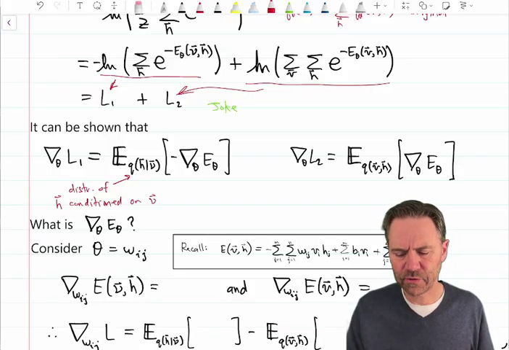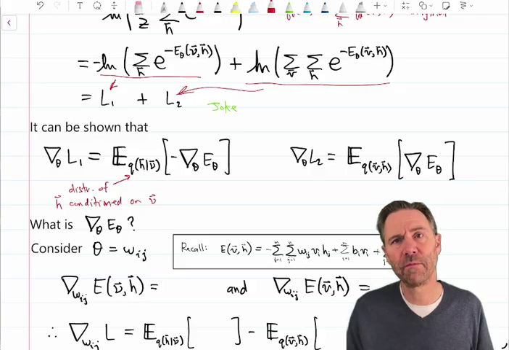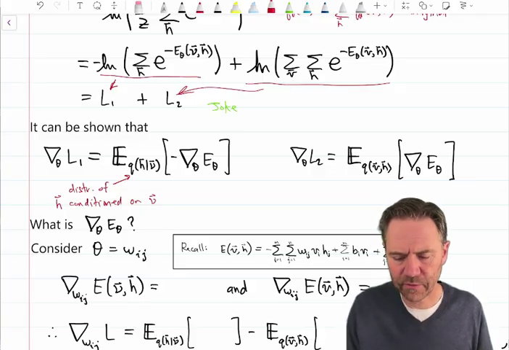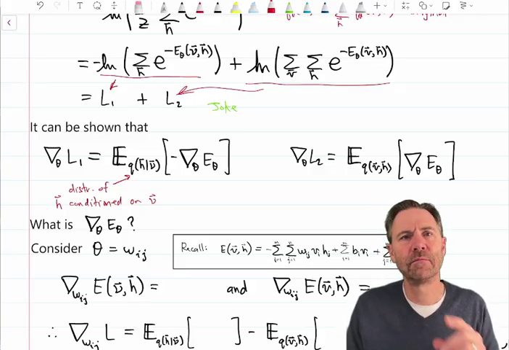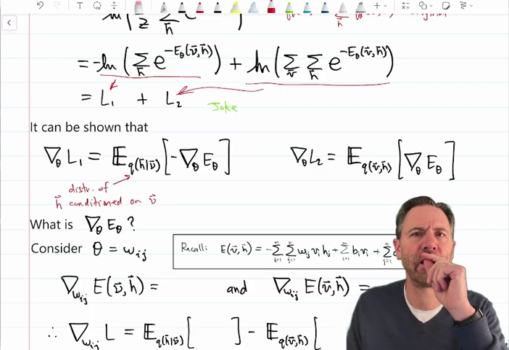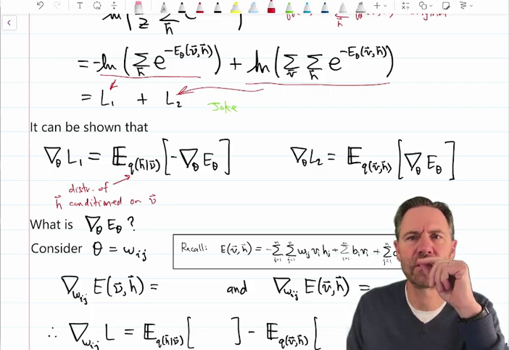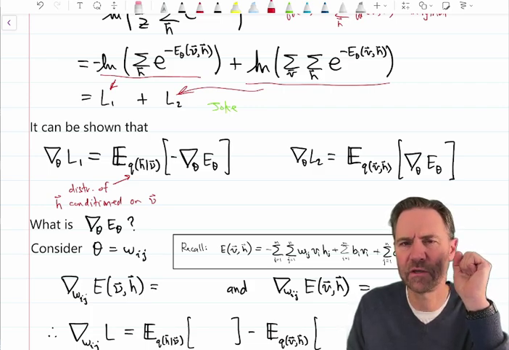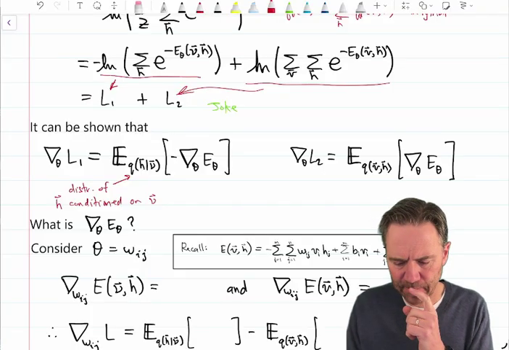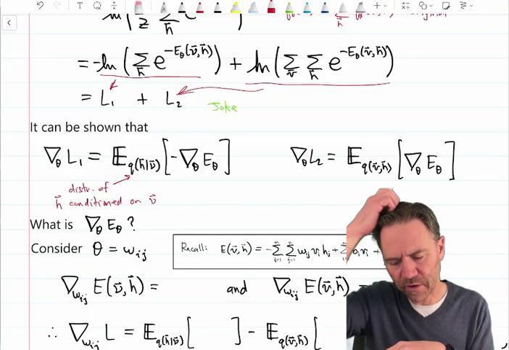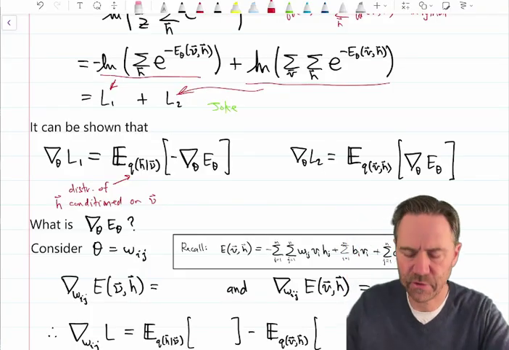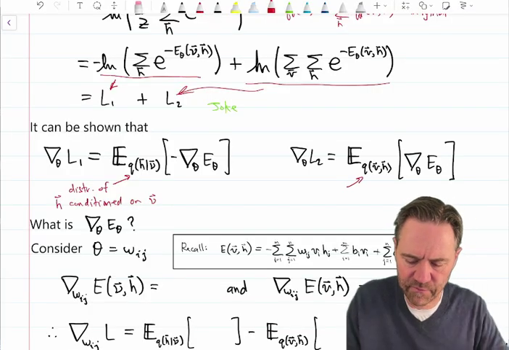This other one, L2, is a little more free form. It's the expected value of the gradient of E. I'm not sure why I have a positive in one and a negative in one. There's probably a reason for that. I hope it's not a typo. The expected value of the gradient of E, but over a different distribution. It's the joint distribution of V, H.